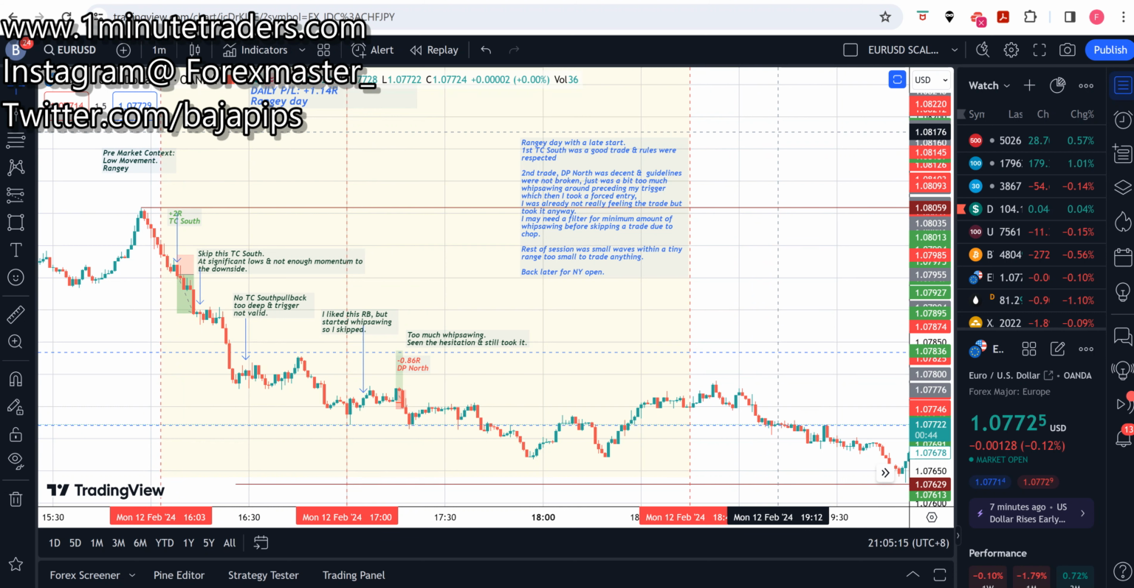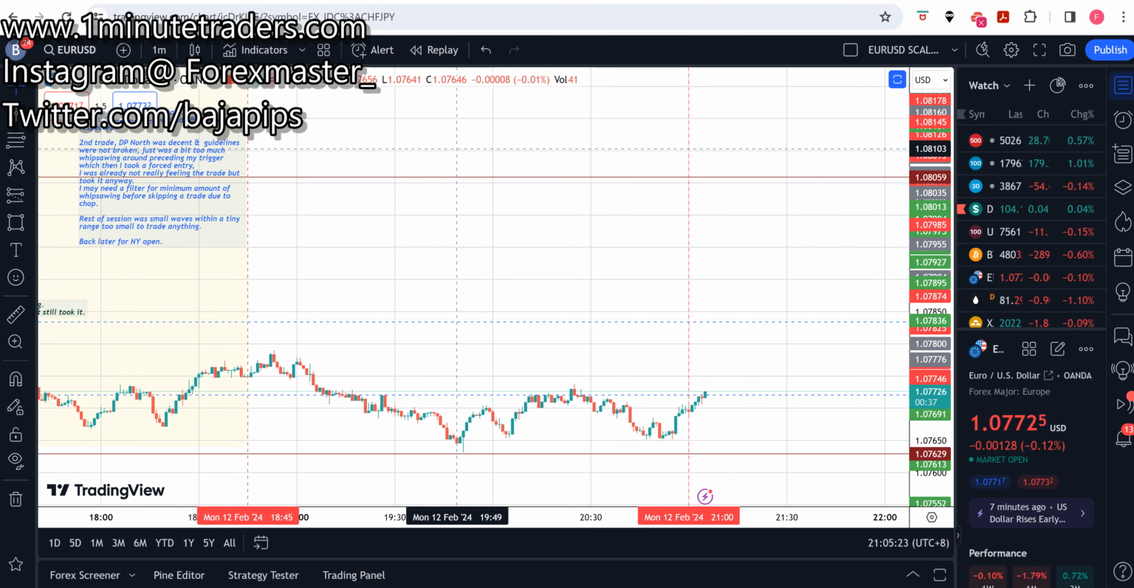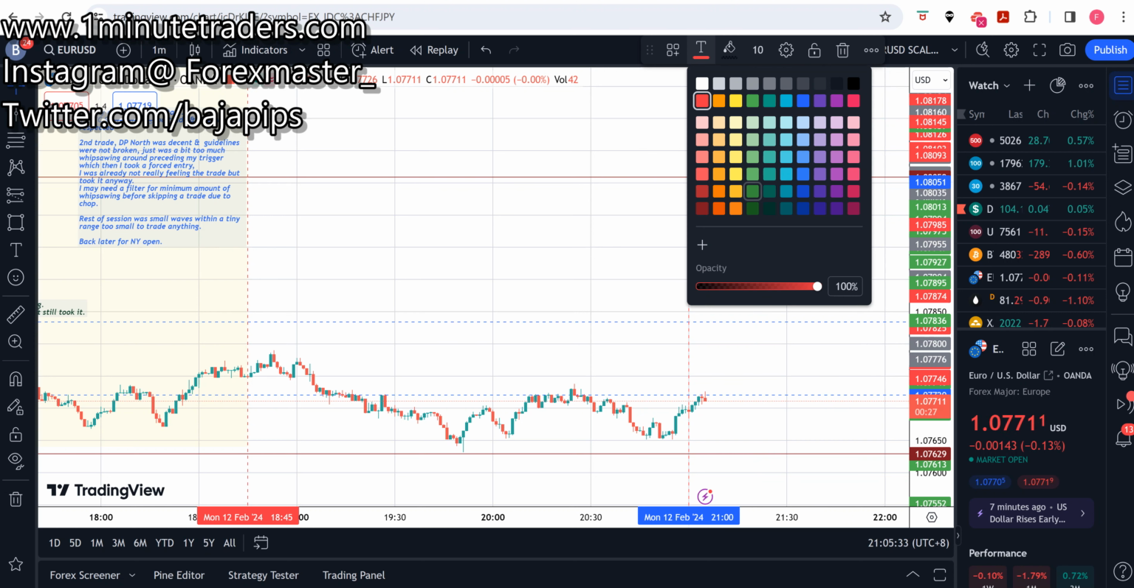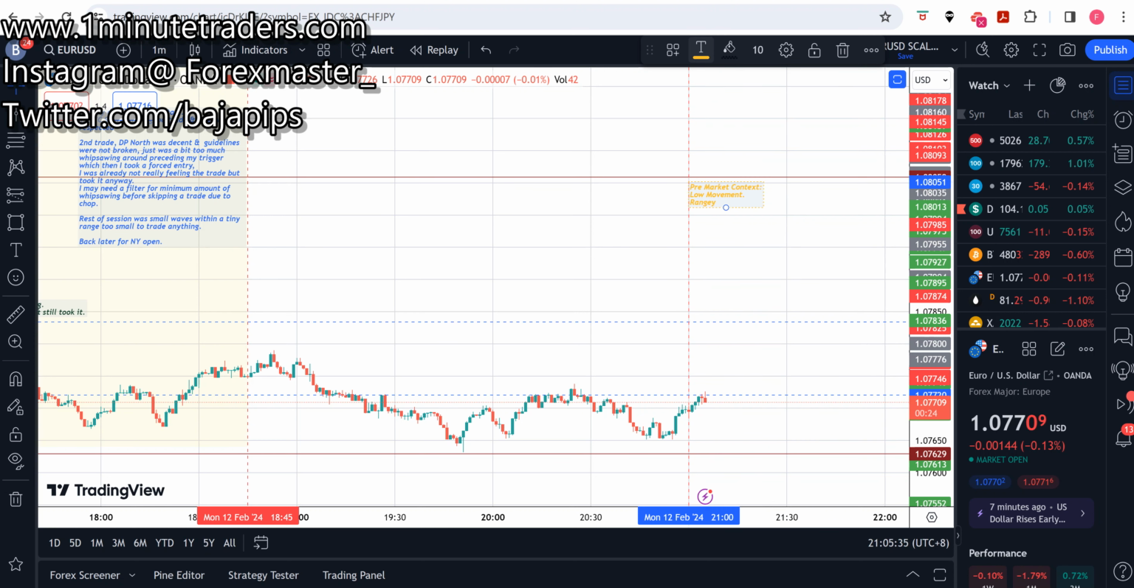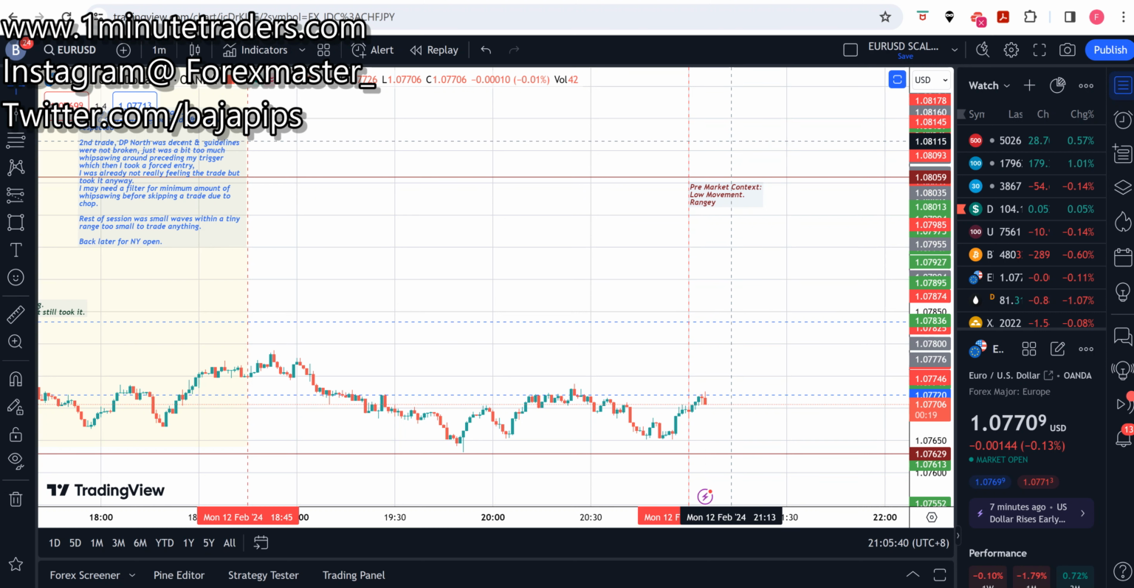I'm gonna copy and paste this pre-market context because I'm pretty much seeing the same thing. I don't like that color. So pretty much I just wrote down pre-market context. It's a low movement, it's rangy, and I'm not a big fan of this trade. So that's why I marked that one as is.